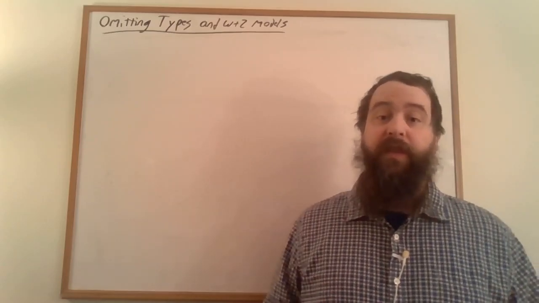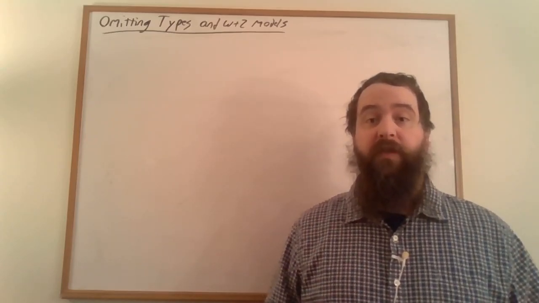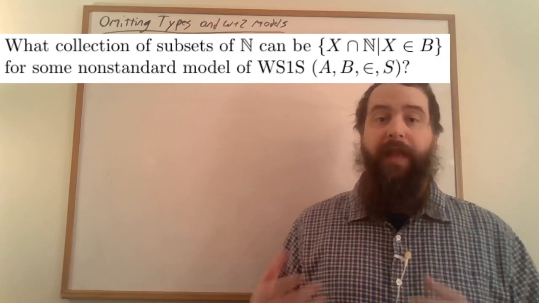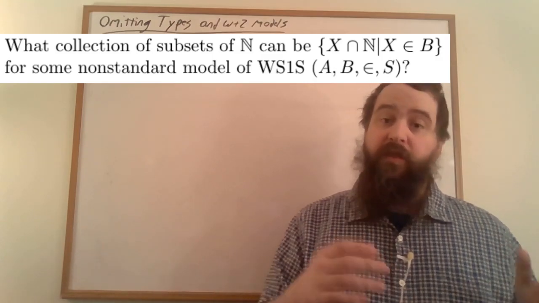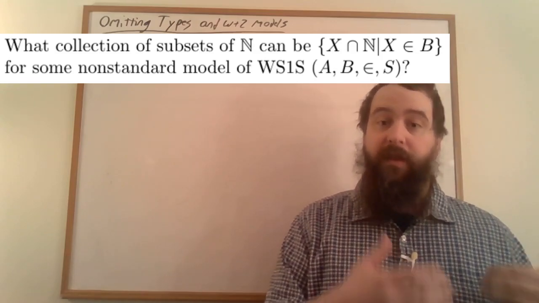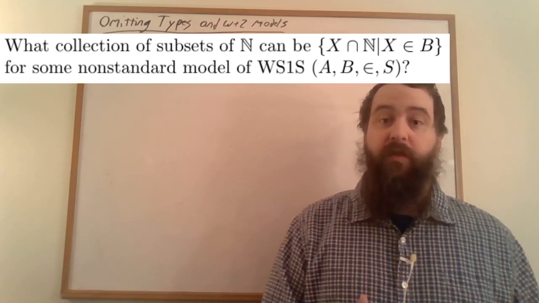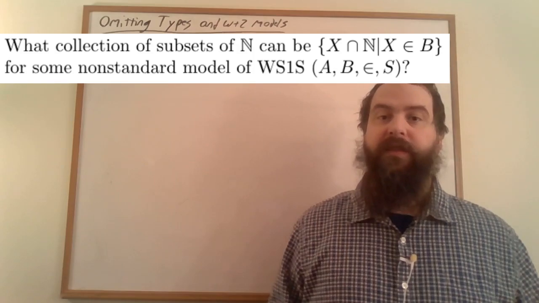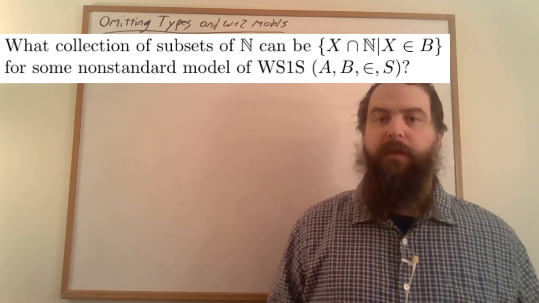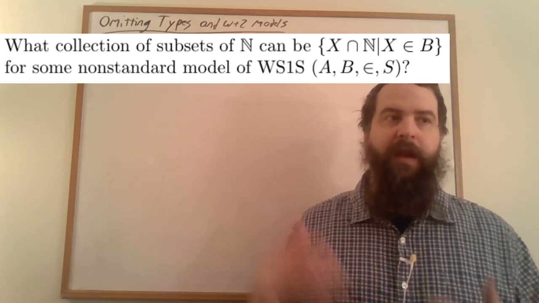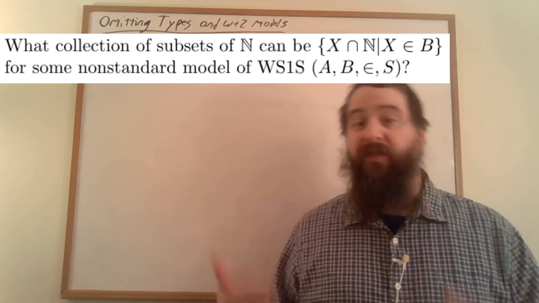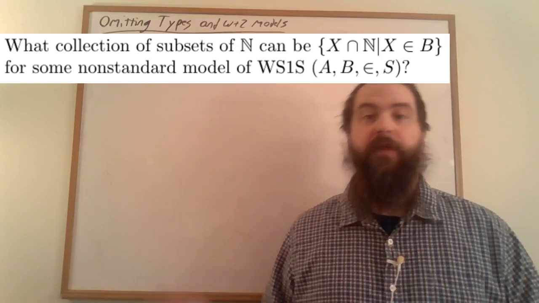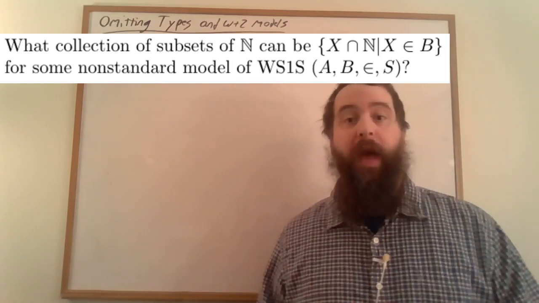Hello! In a previous video, I asked and answered the question, if we take the second order elements of some non-standard model of weak S1s and just looked at their omega parts, looked at their intersections with the natural numbers. This is going to give us a collection of subsets of the natural numbers, one subset for every second order element. And the question is, what collections of subsets of the natural numbers can we get in this way?